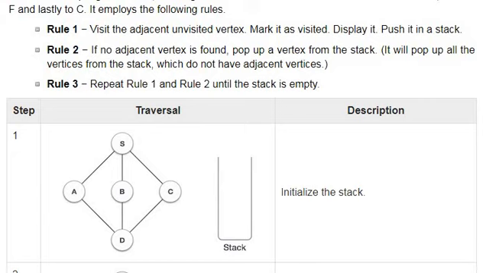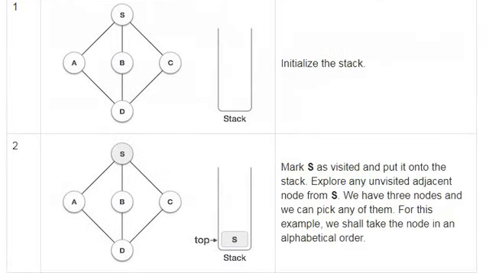So look at the example. Start with S, mark S as visited and put it onto the stack. Check out any unvisited adjacent nodes from S. We have 3 adjacent nodes, A, B, C. We can pick any of them. So in this example, we shall take the node in alphabetical order.